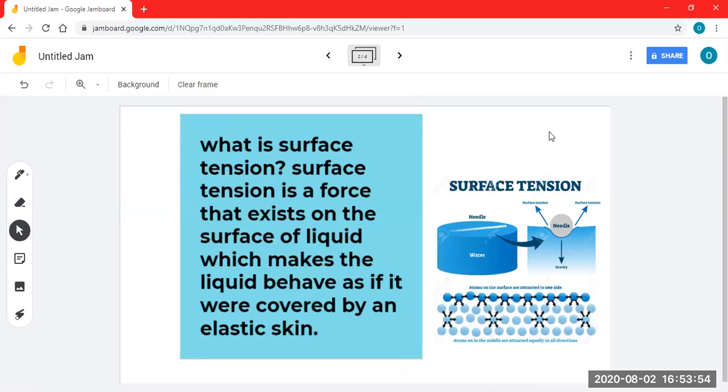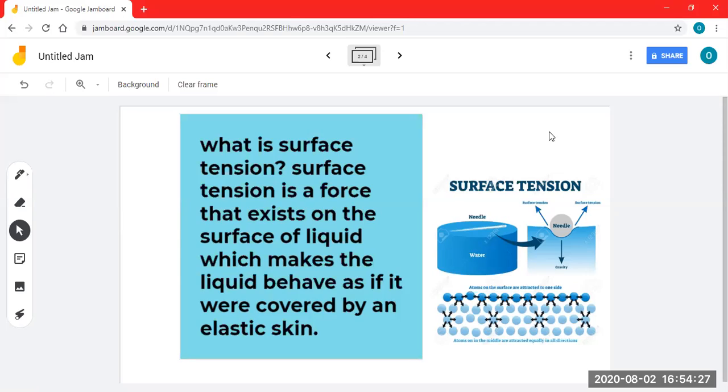So if I'm going to give you an assessment to do, I'm going to ask you to give me an example of the effect of surface tension. More examples. Maybe you can give me three.